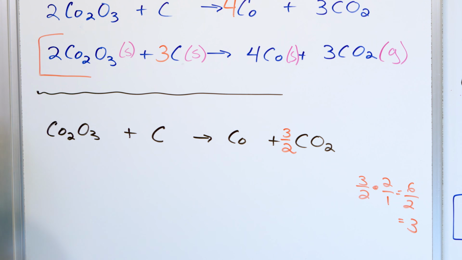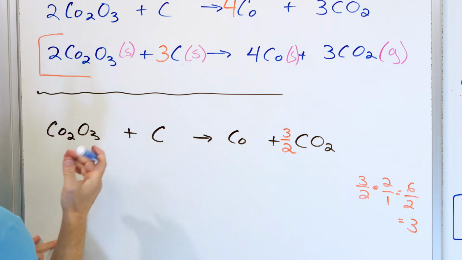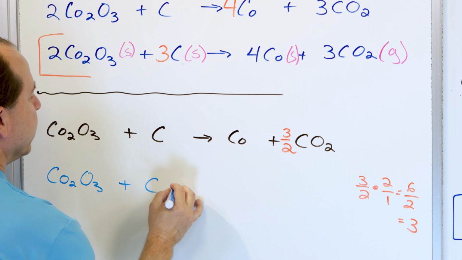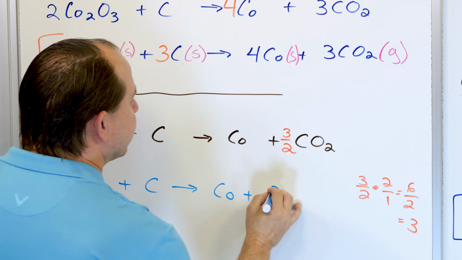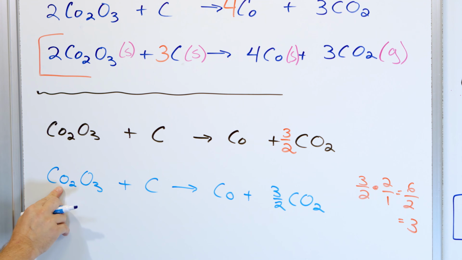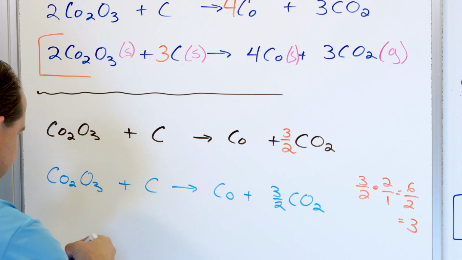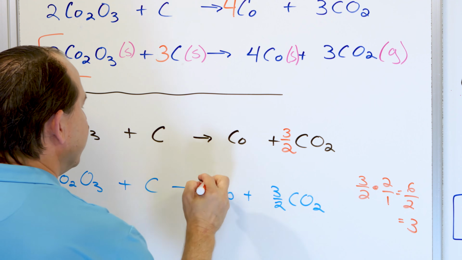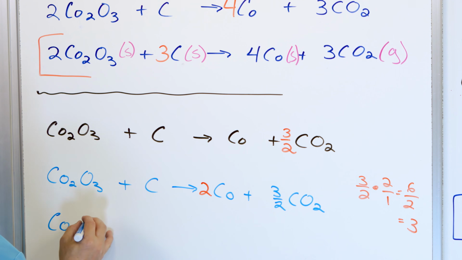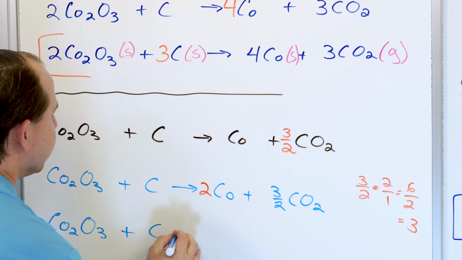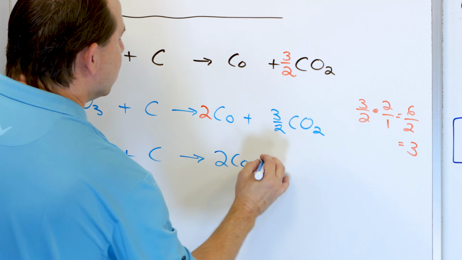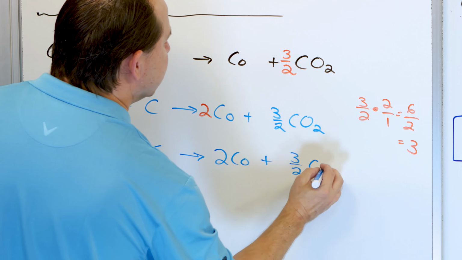So let me write the whole thing down again. Co2O3 plus carbon yields CO plus 3/2 CO2. So I have 2 cobalts. I only have one of them here. So I'm going to fix that by writing a 2 right here. Let's write it down again. Co2O3 plus carbon yields 2 CO plus 3/2 CO2.